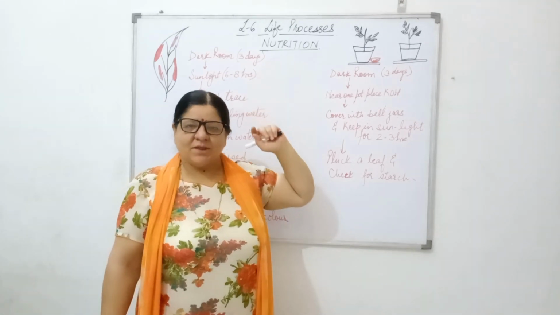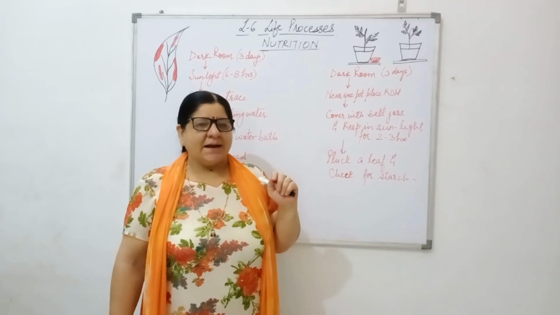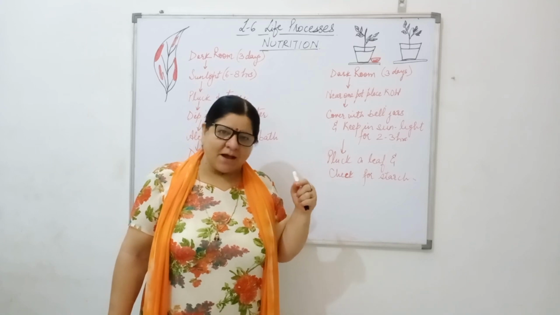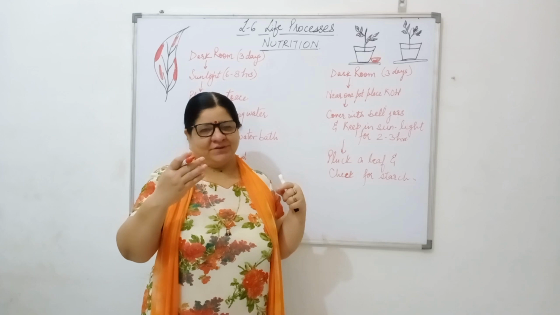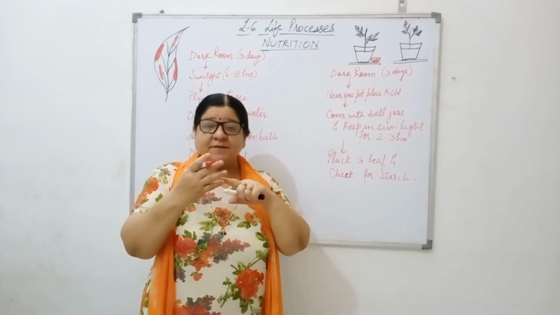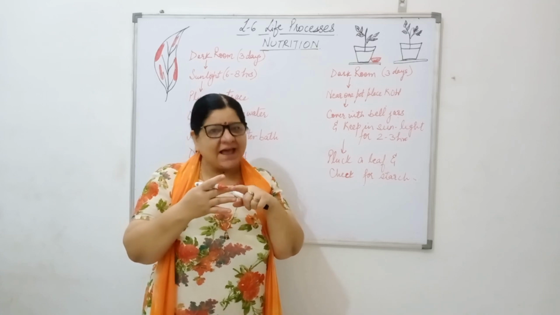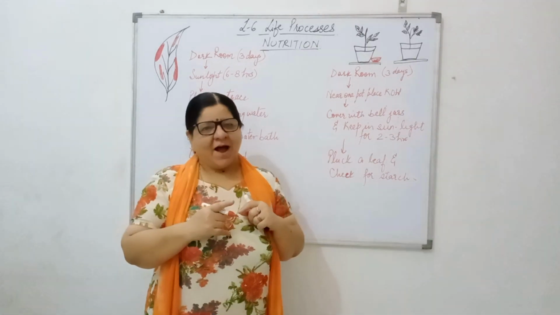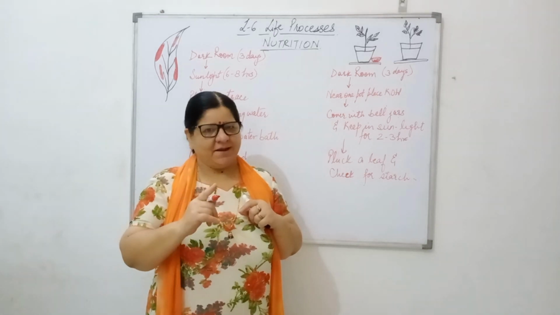We were doing autotrophic nutrition in a previous video, and I told you that autotrophic nutrition takes place in plants and it takes place in 4 conditions. That is, during the process of photosynthesis, plants need water, chlorophyll, sunlight and carbon dioxide. And even if one of these is missing, photosynthesis will not take place.